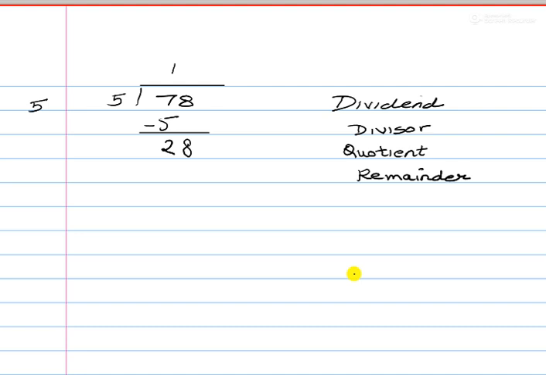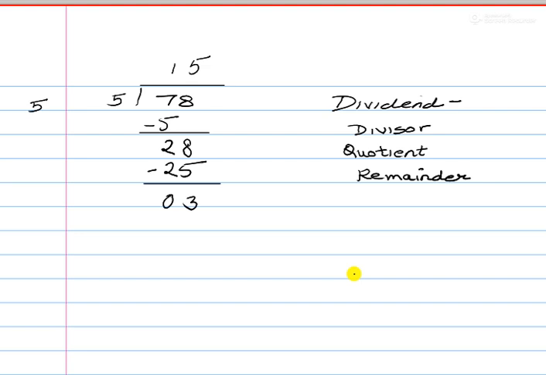5 times 1 is 5, 5 times 2 is 10, 5 times 3 is 15, 5 times 4 is 20, 5 times 5 is 25, 5 times 6 is 30. So 30 is more. We will be taking 5 times 5 is 25. And we will subtract. 8 minus 5 is 3. 2 minus 2 is 0.